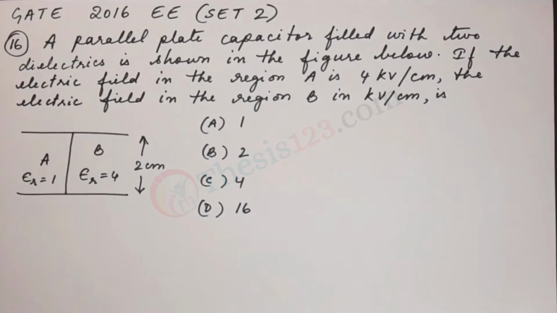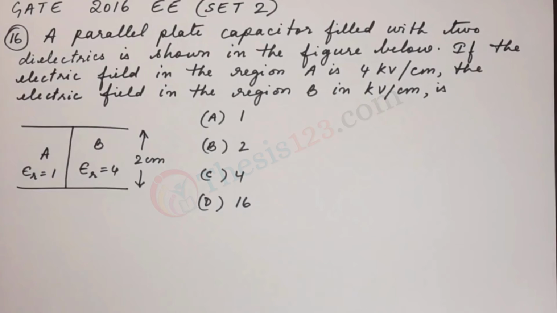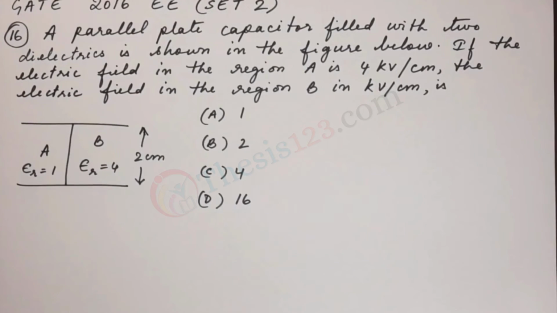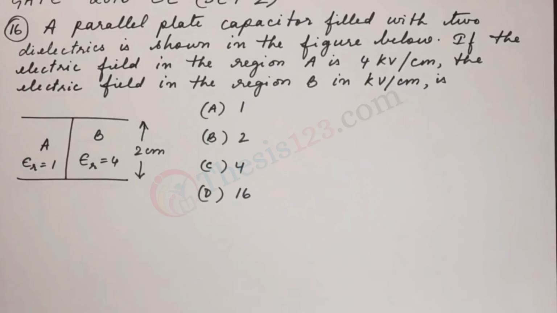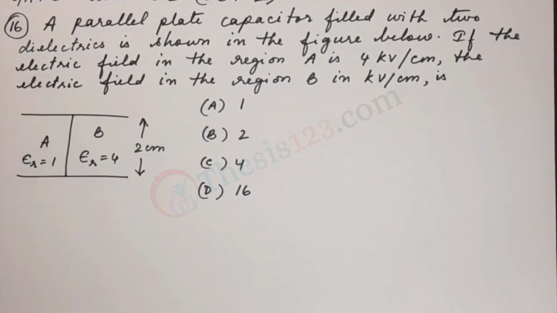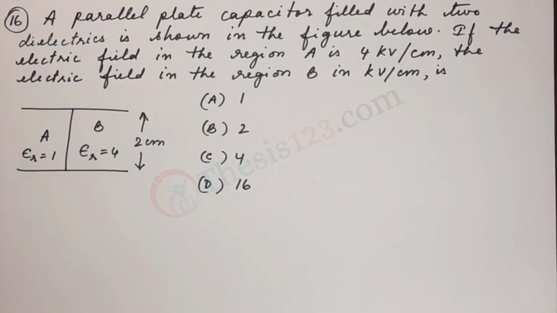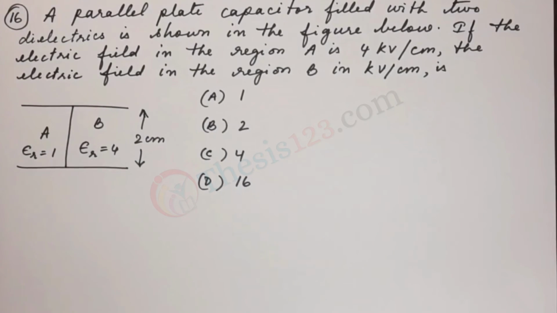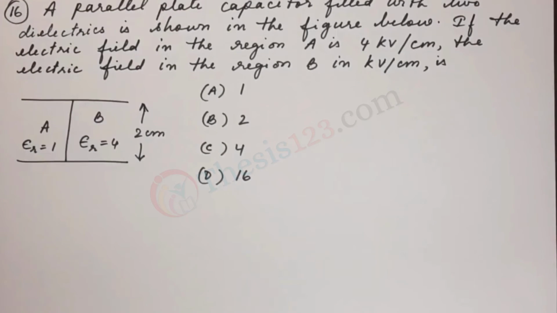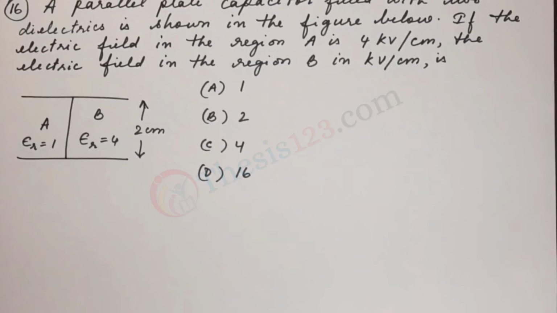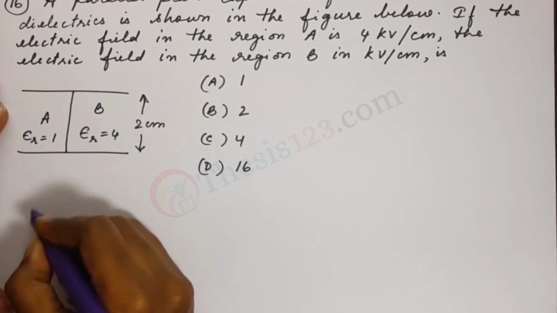Here's the next question, number 16. A parallel plate capacitor filled with two dielectrics is shown in the figure below. If the electric field in region A is 4 kilovolts per centimeter, the electric field in region B in kilovolt per centimeter is A, B, C, D. So we have 4 options. There are questions like these where you have to go to the very basics of what we have learned. For a parallel plate capacitor, you have to remember that the voltage is the same for both regions. That's an important point.